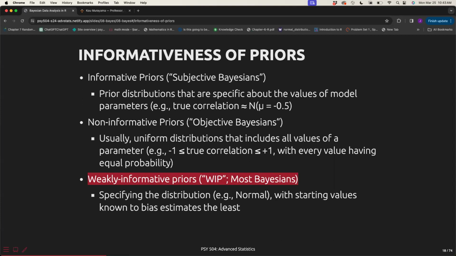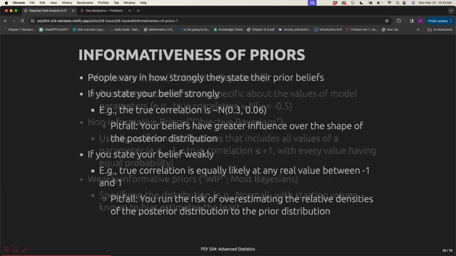I don't really know a lot about priors or what the prior should be, and I think that's the case for a lot of us. So weakly informative priors are pretty good, and they're actually pretty important for calculating things like Bayes factors as well.